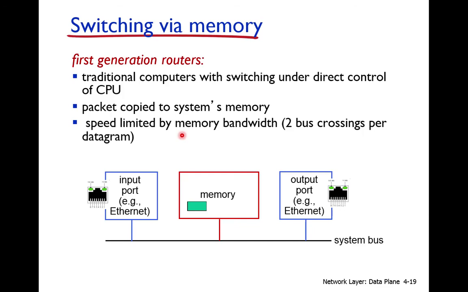And second, the speed is limited by memory bandwidth, and we have two bus crossings per datagram. This means that when the packet arrives, first the data has to move from the input port to memory, so it accesses the system bus. And when the output port is decided, the data is read from memory and moved to the output port by accessing the system bus. So this time also the system bus is used. You can see that memory is normally slow, so that's why this scheme is slow.